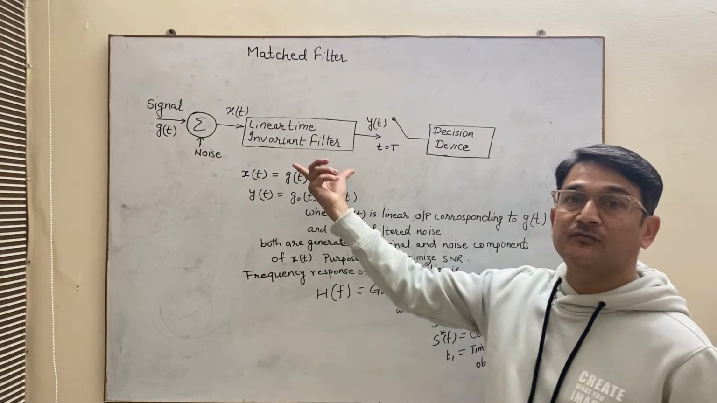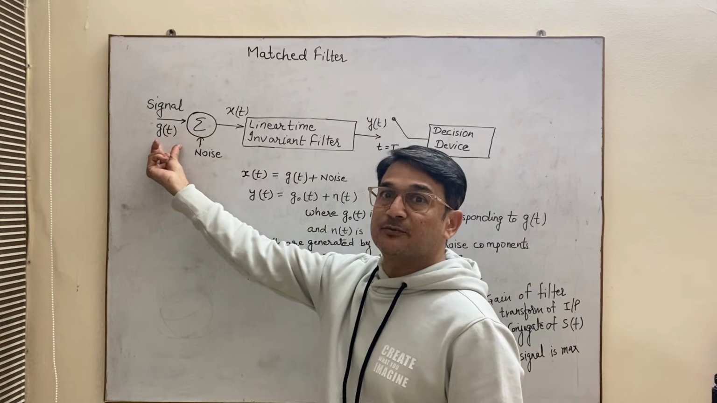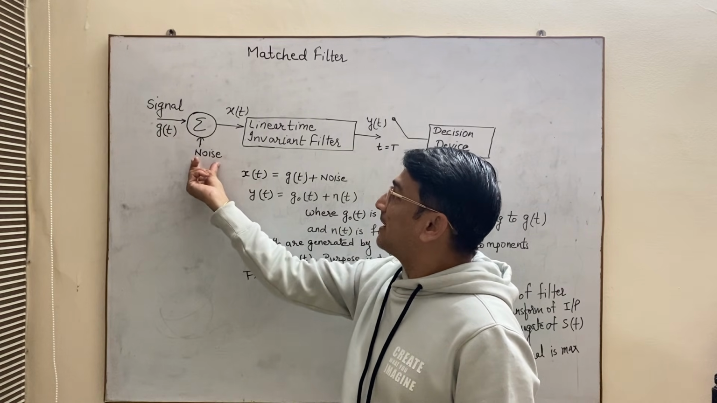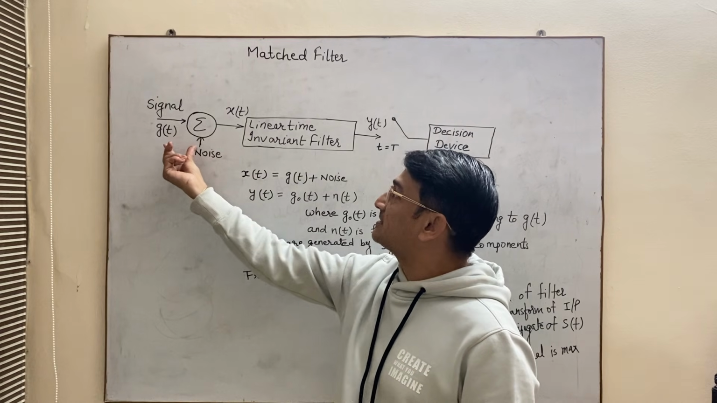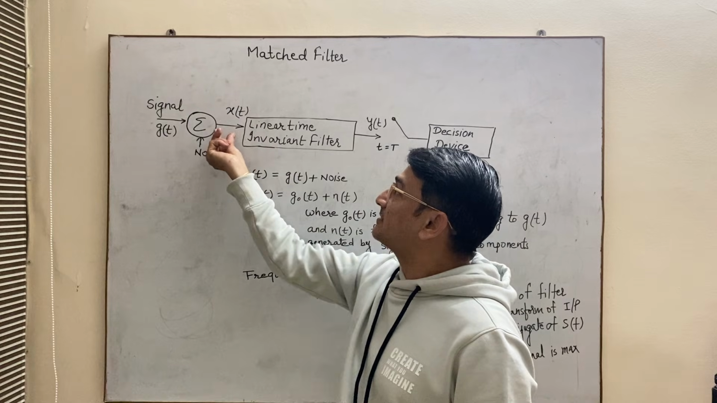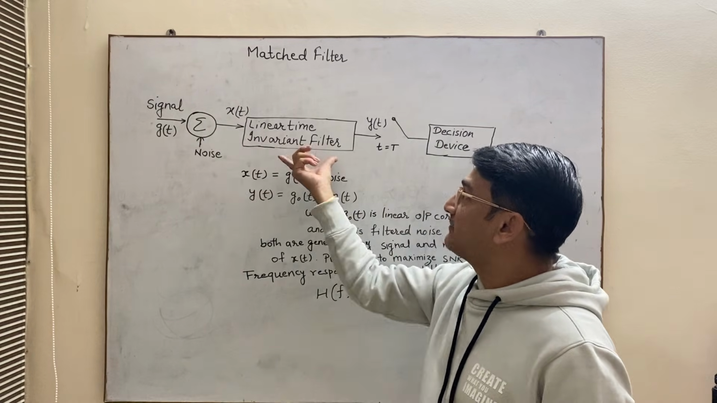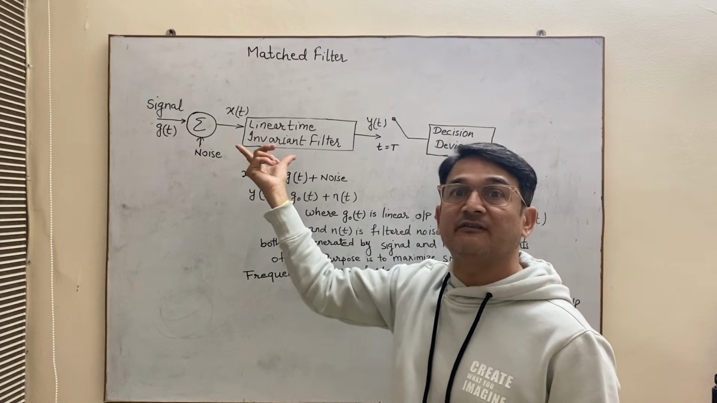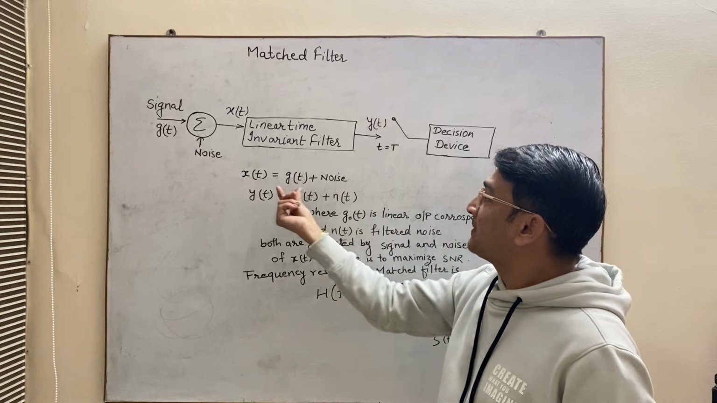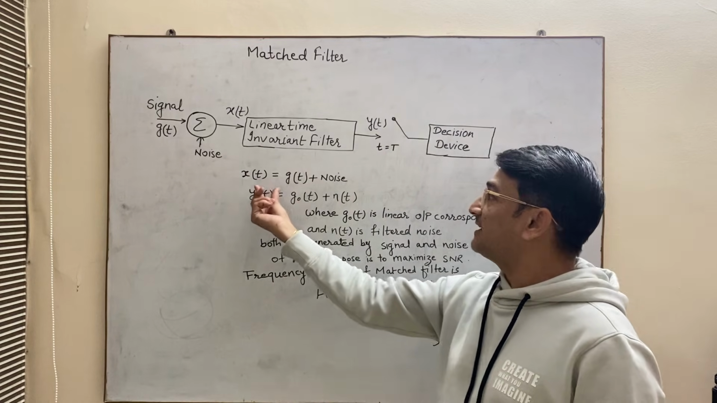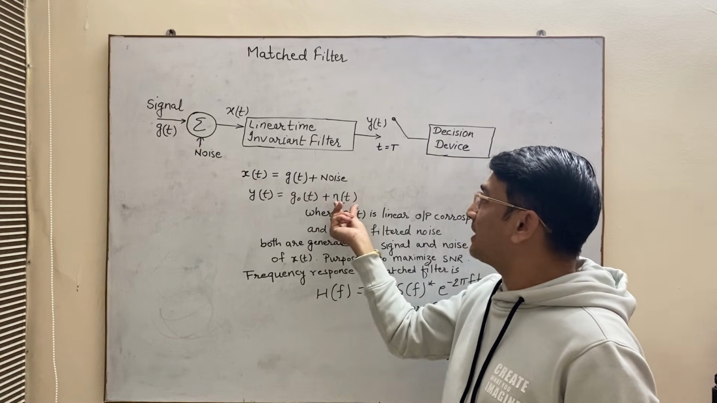So this is a block diagram for the matched filter. You can see a signal g(t) which is to be transmitted. It is added with the noise, or you can say during the transmission the noise signal is added with this signal. The output of this is x(t), which is basically the combination of signal plus noise. This signal is given to a linear time invariant filter with a response h(t). This gives the response y(t). So as the mathematical expression, x(t) is equal to g(t) plus noise, and y(t) is equal to g0(t) plus n(t).